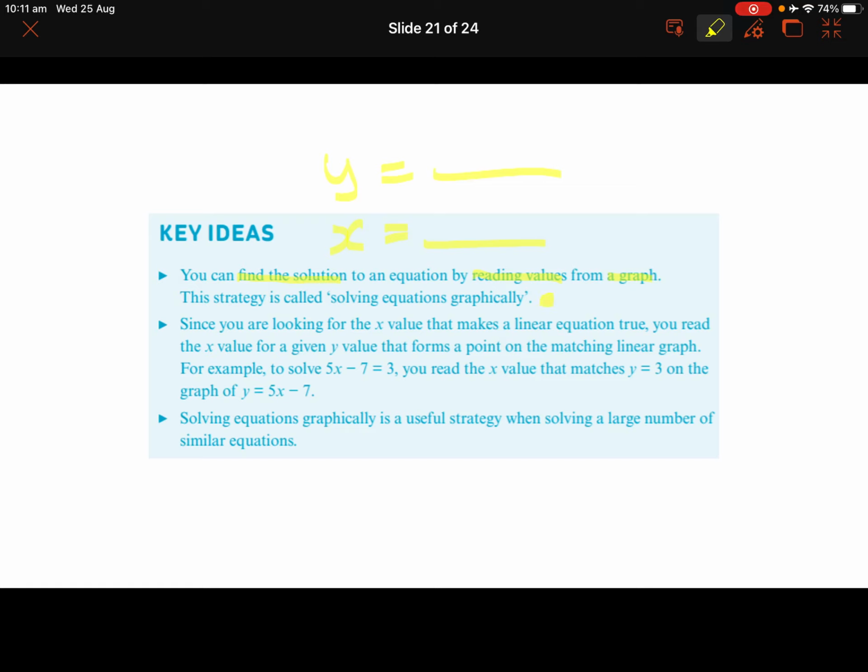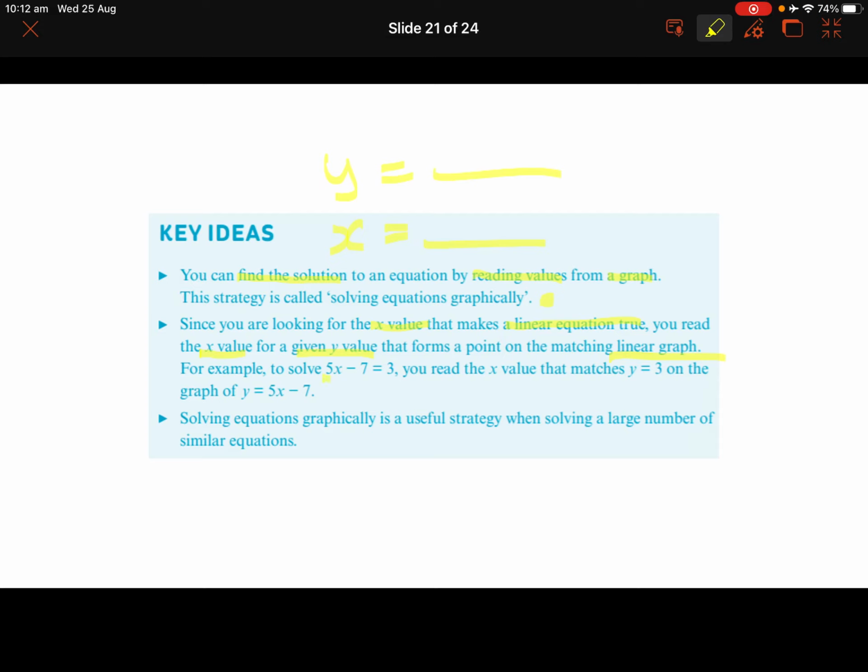Solving equations graphically. Since you are looking for the x value that makes a linear equation true, remember, when we've done other chapters, we always need to make sure we substitute the answer back into the equation to make sure you get 4 equals 4, because we know that that's true. Okay, so we're looking for the x value where the linear equation is true. You read the x value for a given y value that forms a point on the matching linear graph. So we're looking at coordinates and finding which coordinates are on the point that match the linear graph.